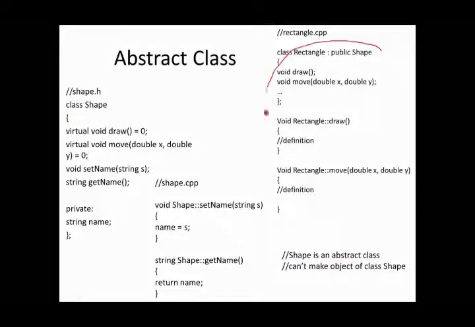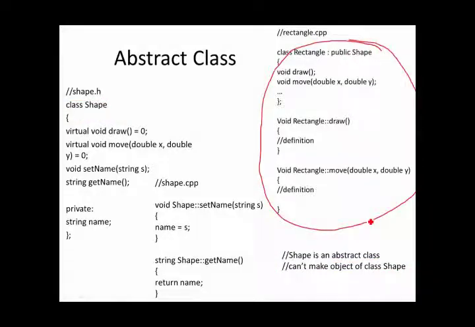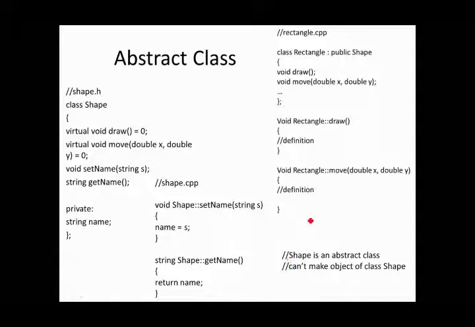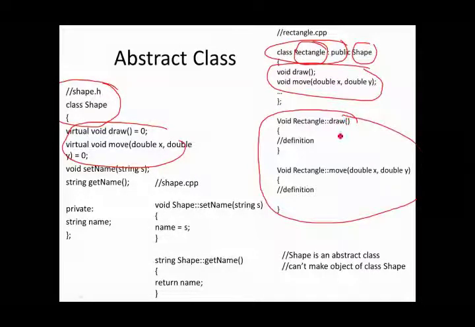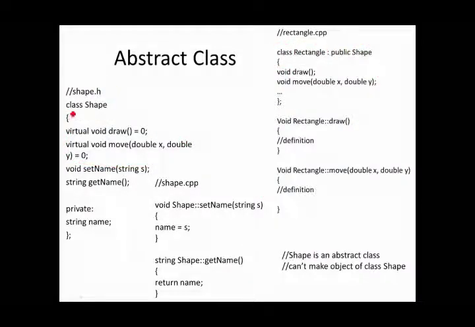However, in this case, rectangle is not an abstract class, so I will be able to make an object of rectangle in int main if I were to. So in this case, shape is the abstract class, rectangle is not, but rectangle is inheriting from the shape abstract class. In order to become not abstract, rectangle will have to define draw and move, which are the pure virtual functions in shape, and actually provide definitions for draw and move in the rectangle class. Okay, so once again, shape is an abstract class here, rectangle is not.